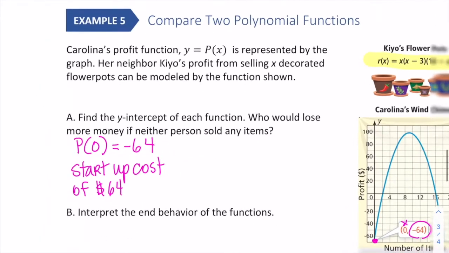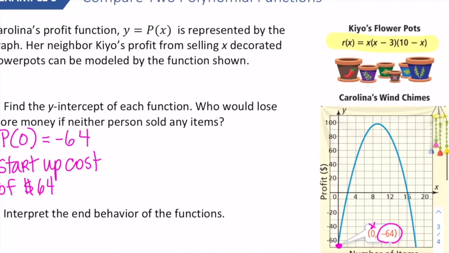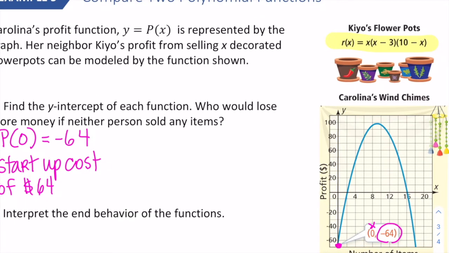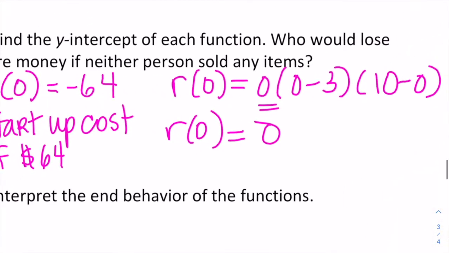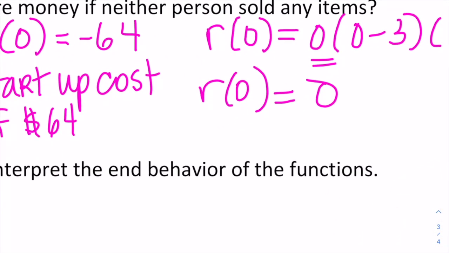All right, let's look at Q's equation here, which is R of x. So remember, we said when x equals 0, we were able to find the y-intercept. So if we're given the equation here, we can make R of 0. And wherever we see x, we're going to put a 0. And you can see right away that 0 times anything is just 0. So what does this say about Q's store? It means that if he doesn't sell anything, he won't lose any money. He does not have any startup costs.